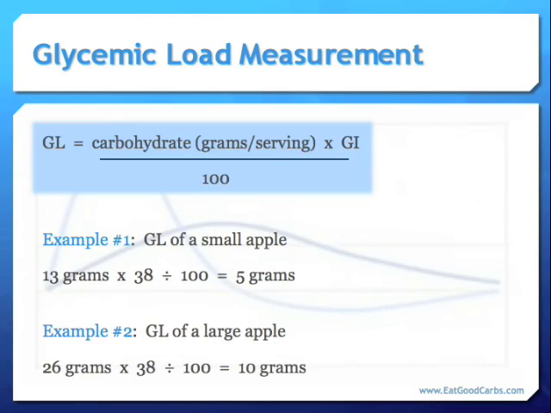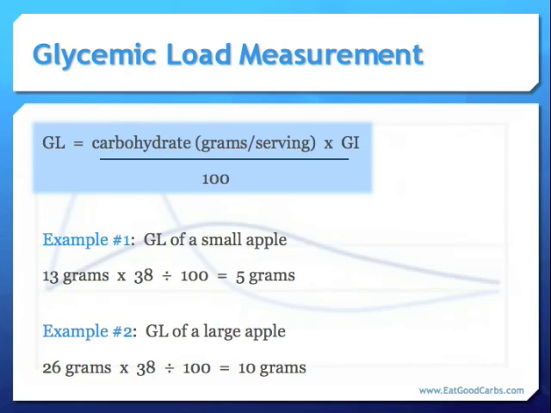To calculate the glycemic load of a specific quantity of a specific carbohydrate, you would multiply the carbohydrate portion being considered, that is, the number of grams of available carbohydrate in the particular portion being considered, by its glycemic index value. And since the GI value is a percentage, it's divided by 100.